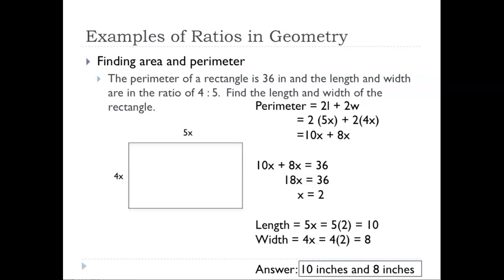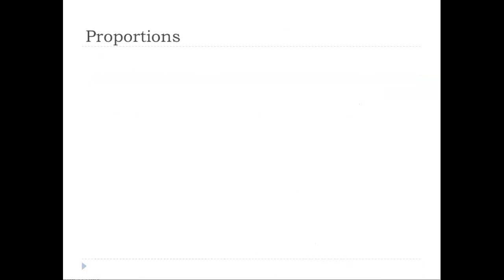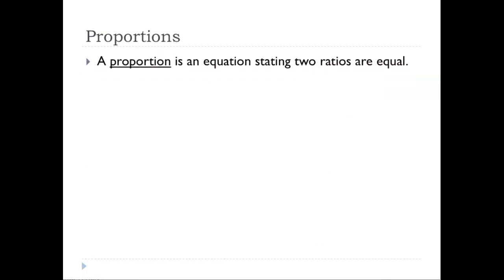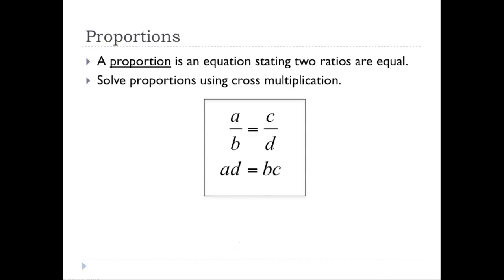Next, let's talk about proportions. So a proportion is an equation stating that two ratios are equal. And solving proportions will involve using cross multiplication. So for example, if you have A over B equals C over D, this is equivalent to saying A times D is equal to B times C, and that will be the way that you'll want to solve the proportion.